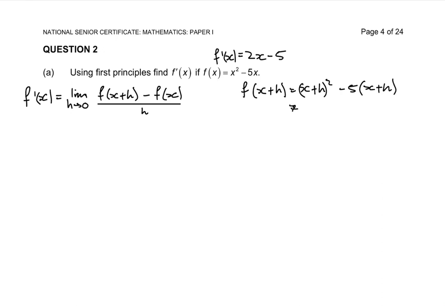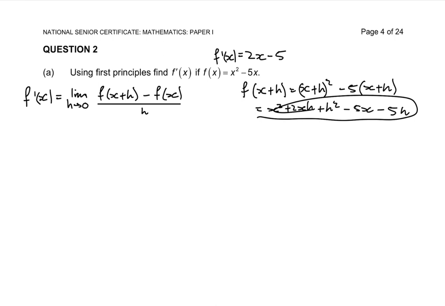Okay, so what does that expand to? Well, x plus h squared becomes x squared plus 2xh plus h squared. And if we distribute the negative 5 into this right-hand term, we get minus 5x and minus 5h. Now, simplifying this, okay, so we can't simplify it any further. So what we can do then is substitute this in for f of x plus h. So let's go ahead and do that.